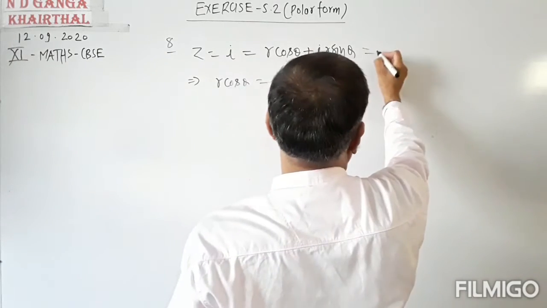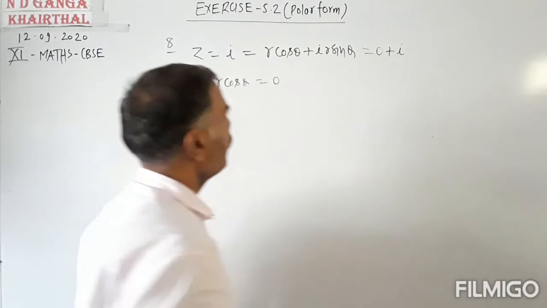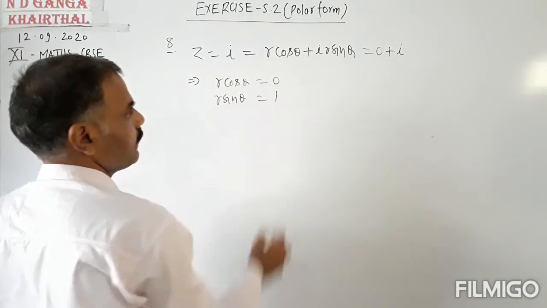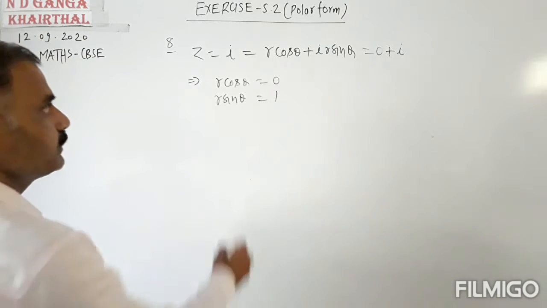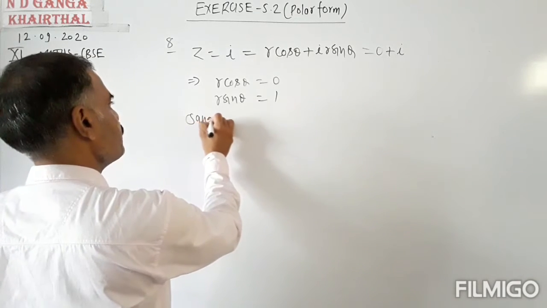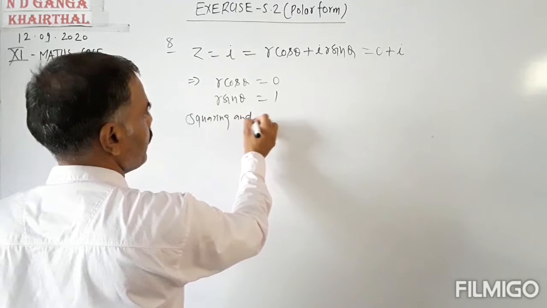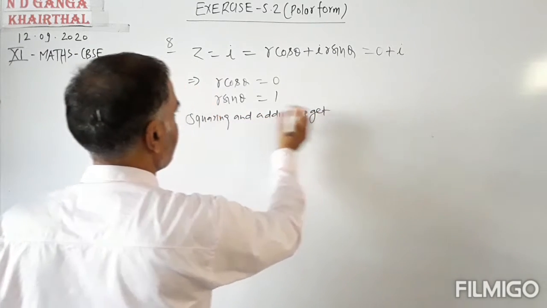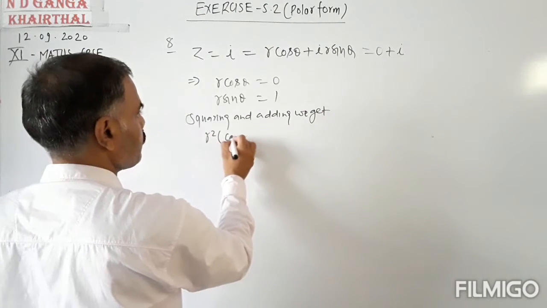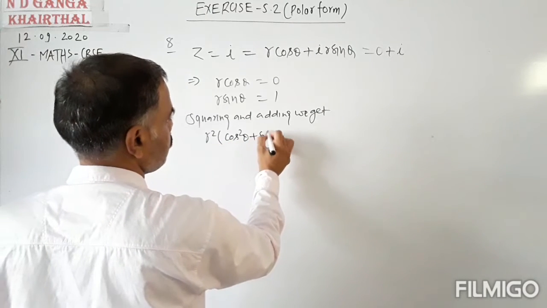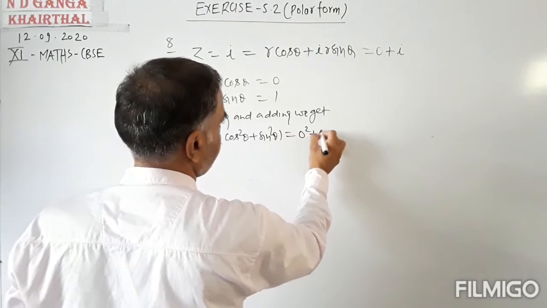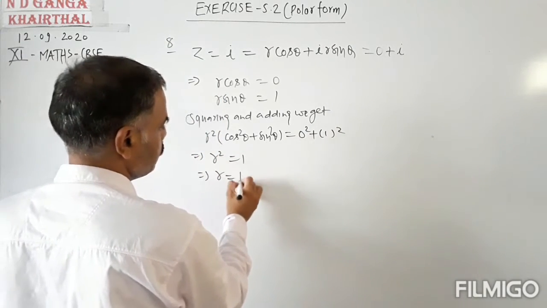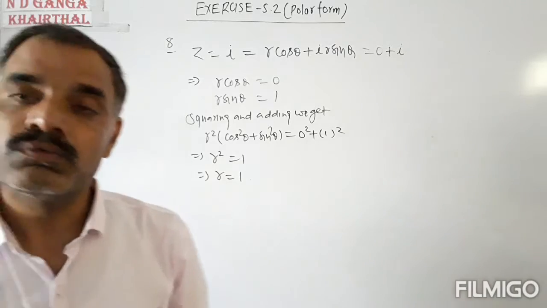This can also be put in the form of 0 plus iota. So r cos theta equals 0 and r sin theta equals 1. Now squaring and adding, we get r square (cos square theta plus sin square theta) equals 0 square plus 1 square, which means r square equals 1, so r equals 1. So the magnitude is equal to 1.